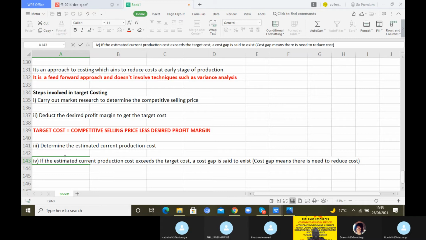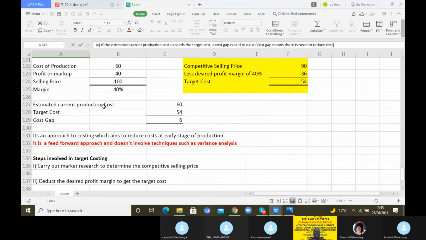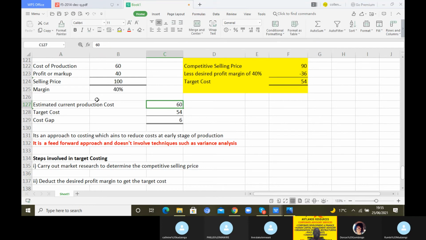So if the estimated current production cost exceeds the target cost, it means a cost gap exists and there is need to reduce the cost gap. So I've shown you how you calculate a cost gap. It's like your current production cost is so much and your target cost is so much.